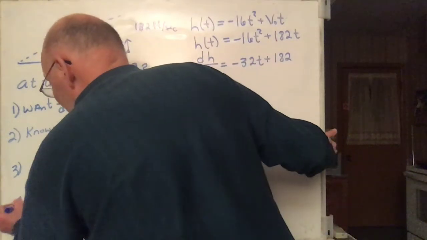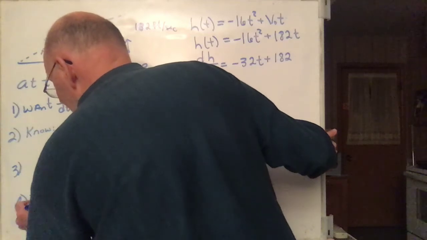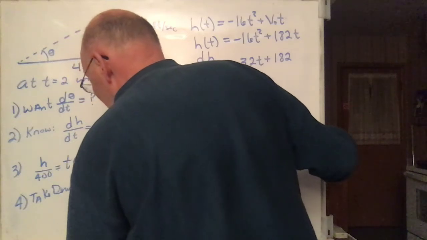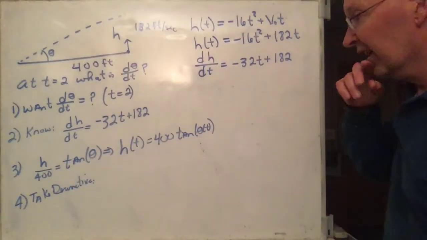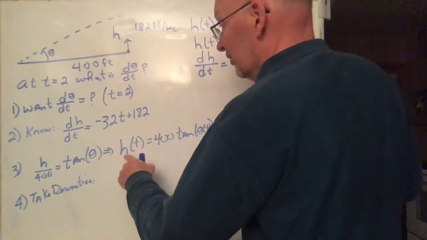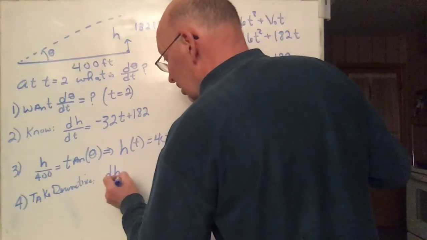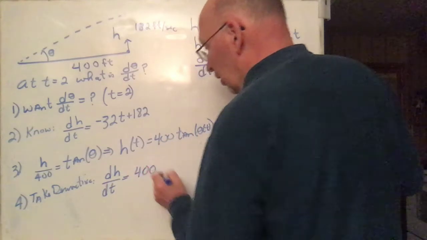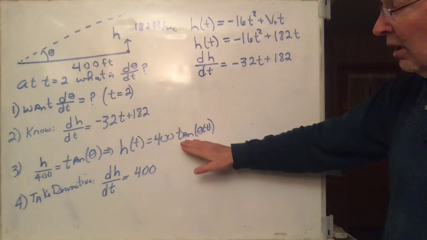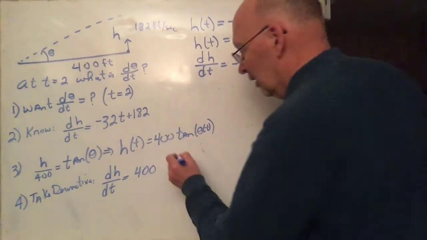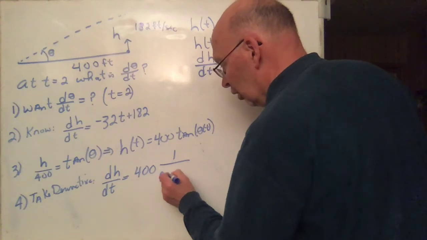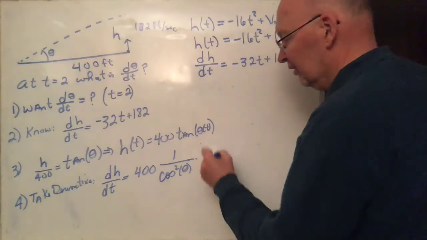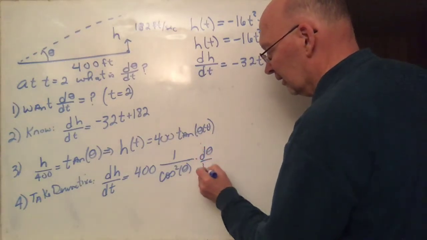If you take the derivative of both sides, what do we get? We get dH/dt is equal to 400. Do you remember what the derivative of the tangent was? That was 1 over the cosine squared. So it's going to be 1 over cosine squared of theta, and then times the derivative of this, which is d theta/dt.